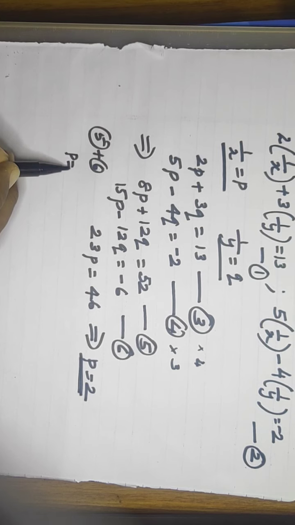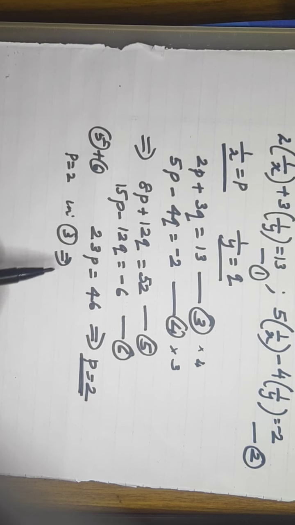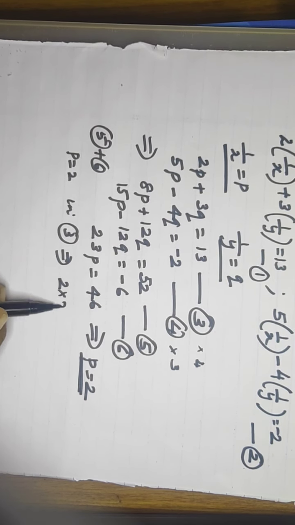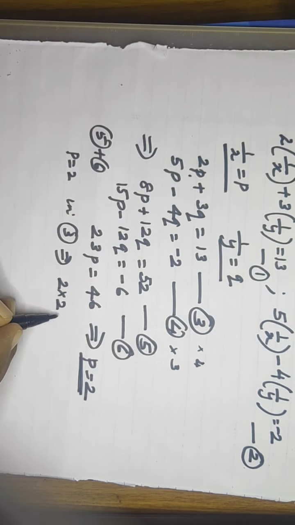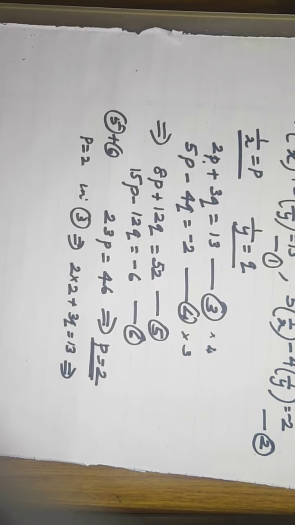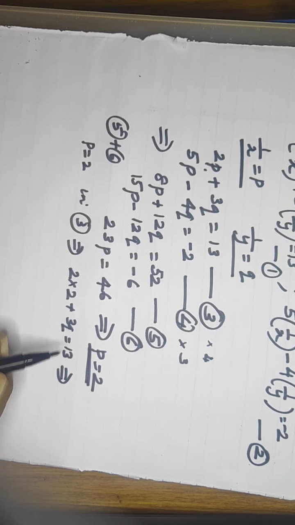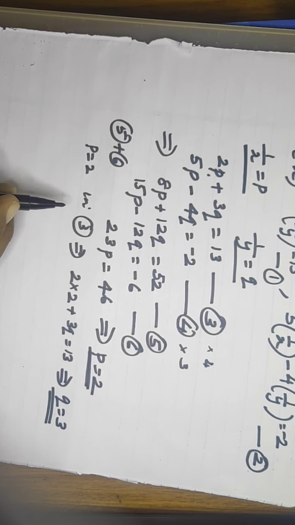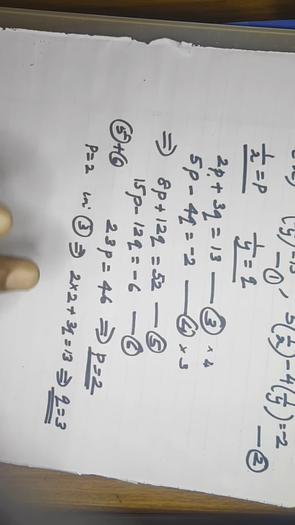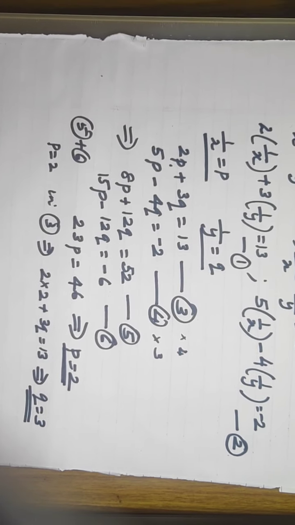Now substitute this p is equal to 2 in equation 3. You will get 2 into 2 plus 3q is equal to 13. From this it is clear 3q is equal to 13 minus 4, that is 9. So q is equal to 3. So now we got the value of p and q. We don't want that. We are asked to solve this. Okay, we need the value of x and y.